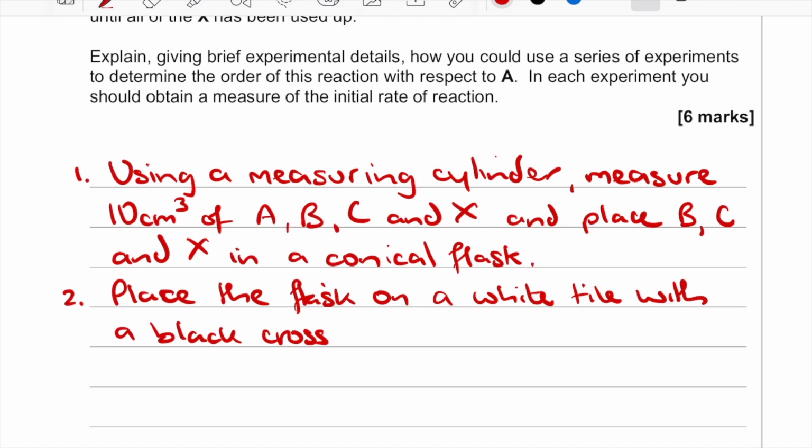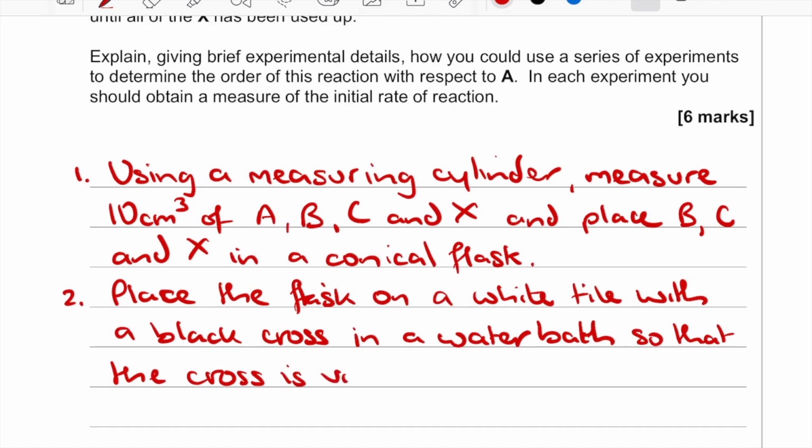And the other control variable, although to be fair, you're probably not likely to really think about this, is temperature. And the easiest or the best way to control temperature in a reaction is to use a water bath. Now, if you didn't put the water bath in, I don't think that's the end of the world, but we'll do it as well as we can. So in a water bath, because we want to control the temperature, because otherwise that could affect the rate, so that the cross is visible through the flask, or through the bottom of the flask.